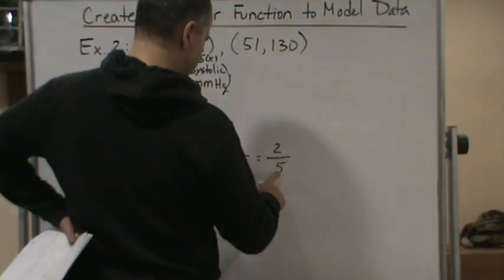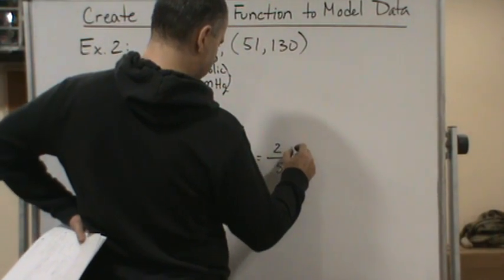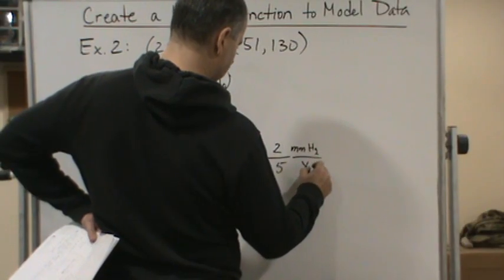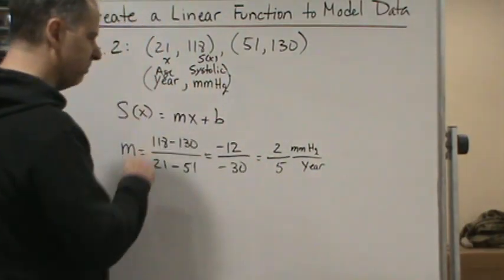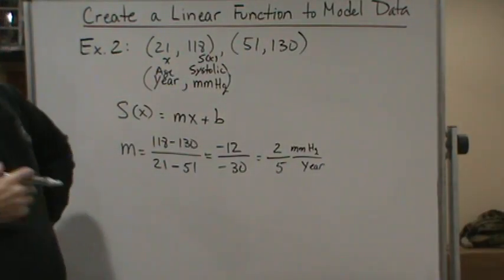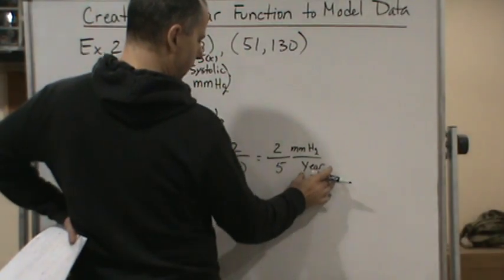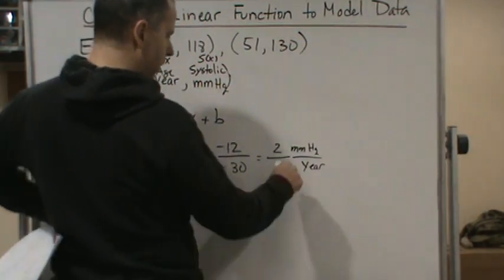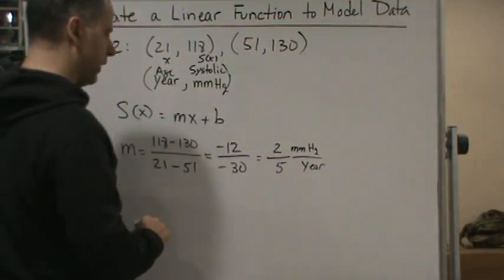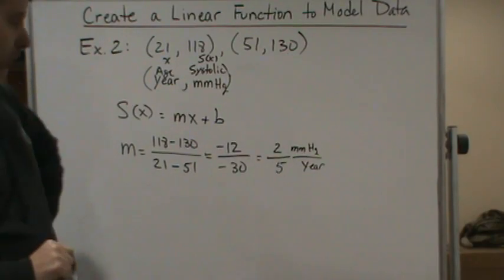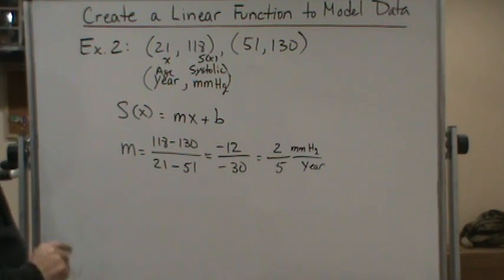Remember units: the units of y over the units of x, so milligrams of mercury divided by year. Another way of interpreting this is for every year that somebody ages, their systolic blood pressure will increase by 0.4 milligrams of mercury on average. So that's the slope and how we interpret the slope.